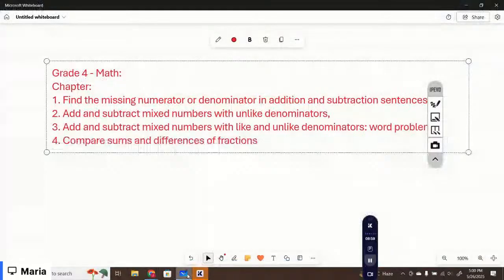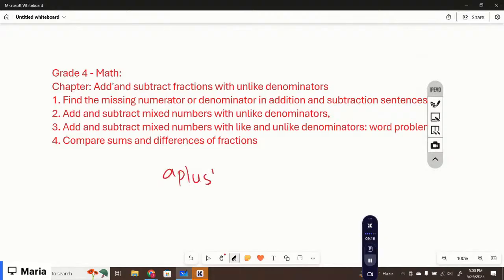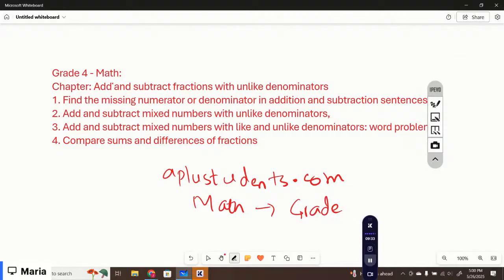I hope you all are going to be in here for grade 4 math. You can find all the lessons at A Plus Students. You have to log in there using your email address and the password provided by the administrator. Then select math from the subject tab, scroll down to grade 4 math, and then click on all lessons.